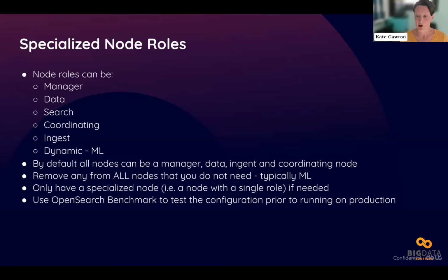And again, you can use the OpenSearch benchmark tools to test your configuration. You can do that on a subset of your data. You can run that and it'll show you where the bottlenecks are. You can then use that data to understand, is it worthwhile for you to have an ingest node, or do you need to have a specific search node depending on exactly what your workload is doing?